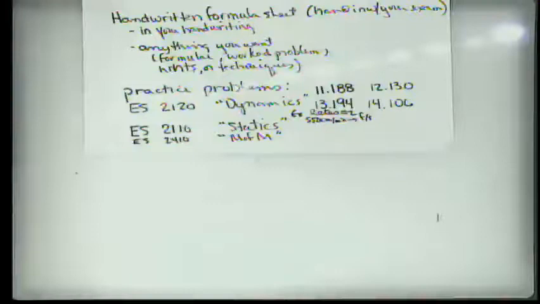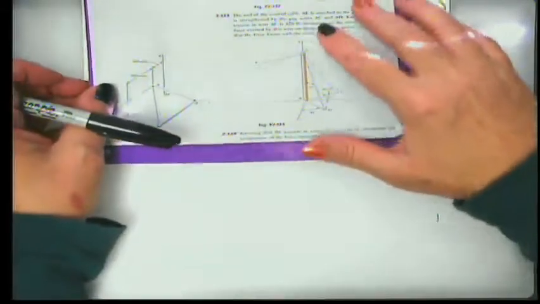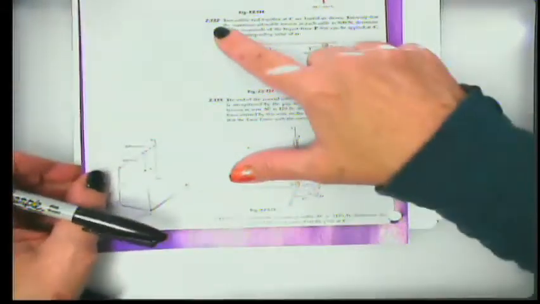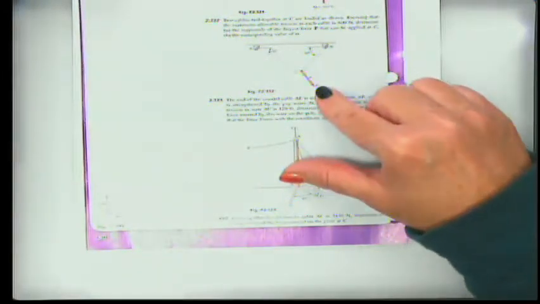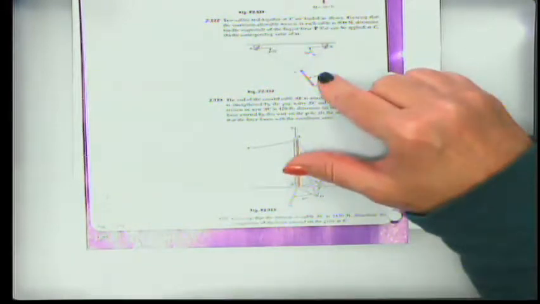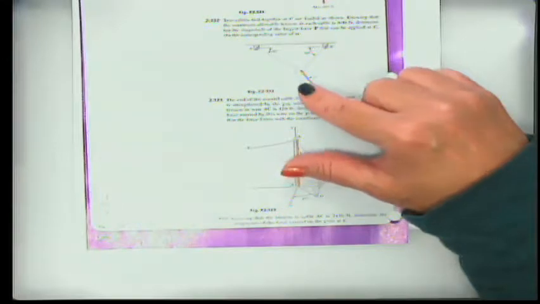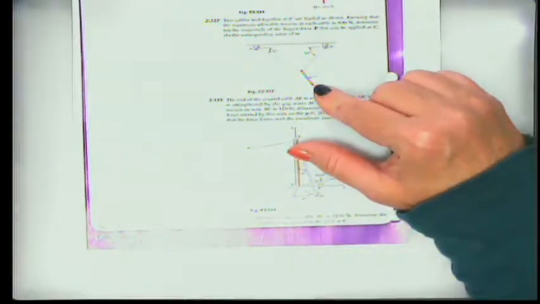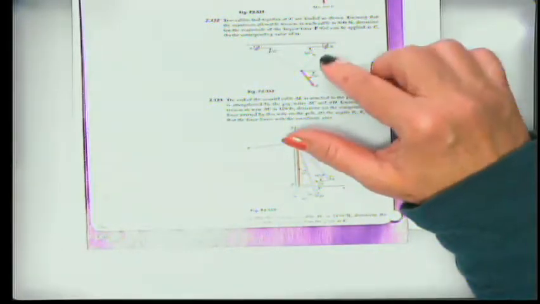So the problem that I'm looking at for the example problem for chapter 2 is in the review section of your text, problem 2.132, where we have 2 cables tied together at C, loaded as shown. Knowing that the maximum allowable tension in each cable is 800 newtons, determine the magnitude of the largest force P that can be applied and the corresponding value of alpha. All right, so this is a really good trigonometry problem.